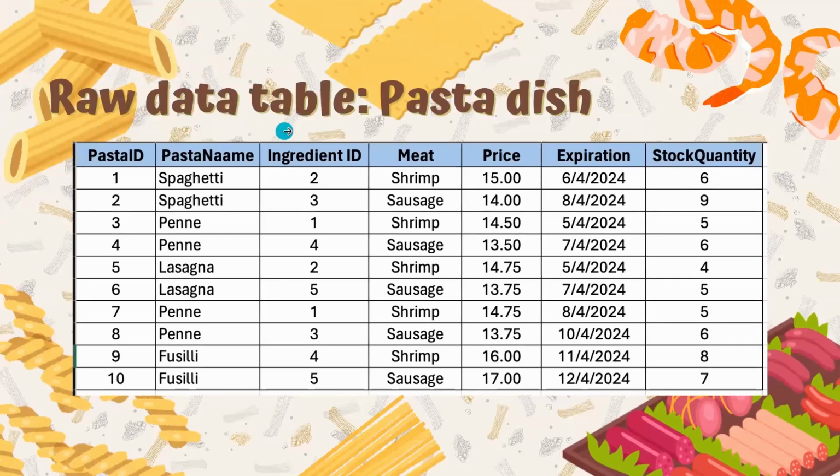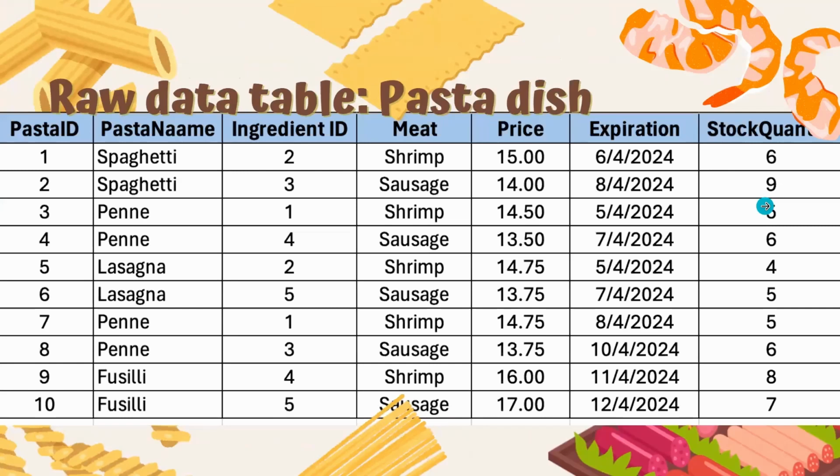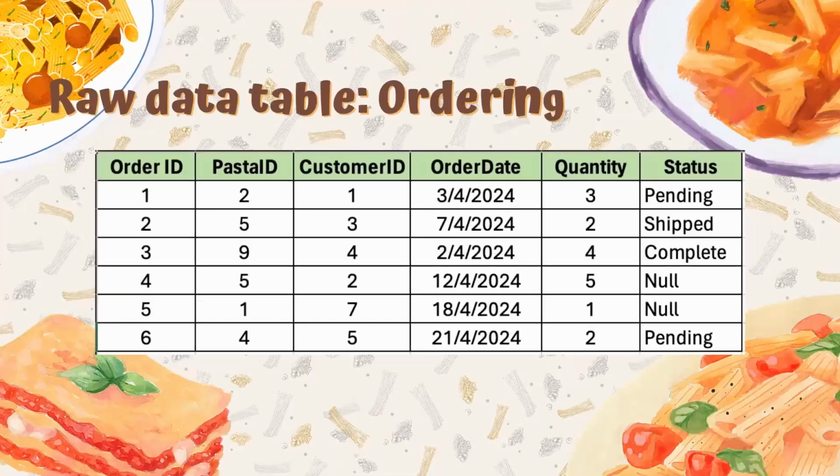In raw data table pasta dish, we have pasta ID, pasta name, ingredient ID, meat, price, expiration, and stock quantity. And for the last, we have raw data table ordering: order ID, pasta ID, customer ID, order date, quantity, and status.